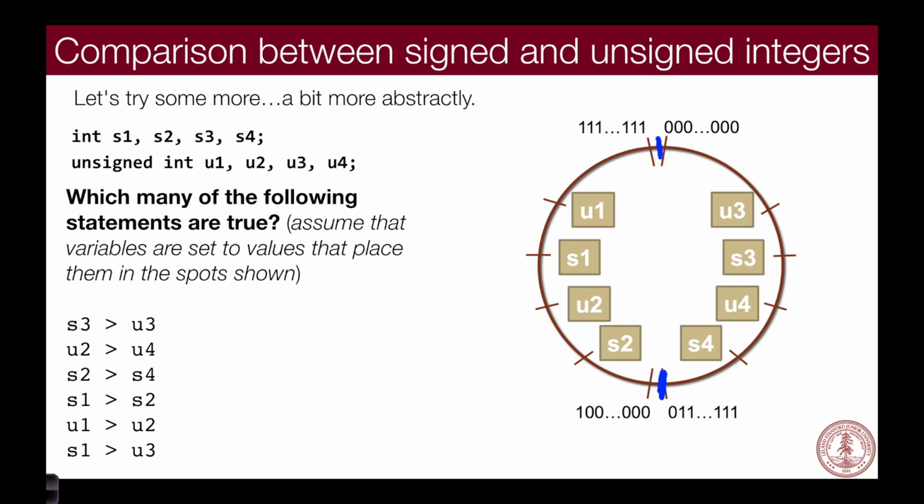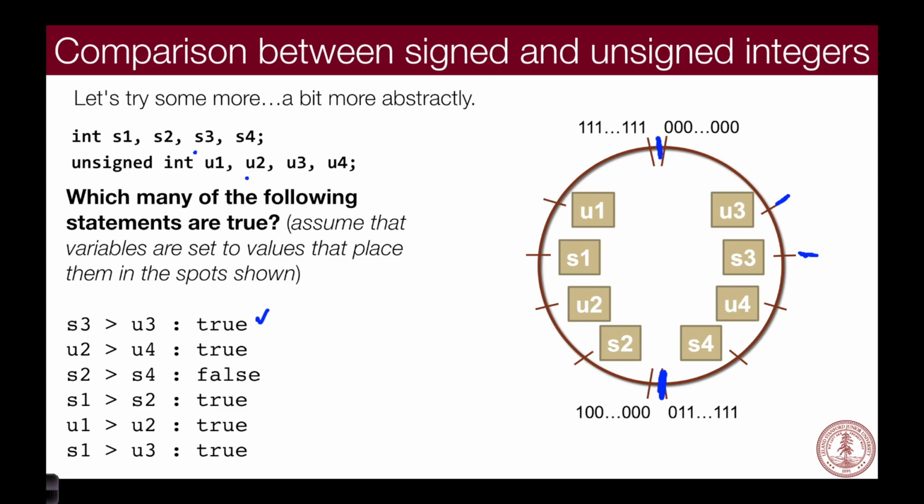All right. S3 is greater than U3. Okay. S meaning signed, U meaning unsigned. Okay? So we've defined them that way. All right. Is S3 greater than U3? Well, let's look. S3 is going to be here on the number line, signed. U3 is going to be here. They're both considered unsigned because it's an unsigned comparison, since one of them is unsigned. So therefore, is S3 greater than U3? Certainly it is. Okay, so that's true. I'll just leave that one as true. Okay, let's look at U2 versus U4.